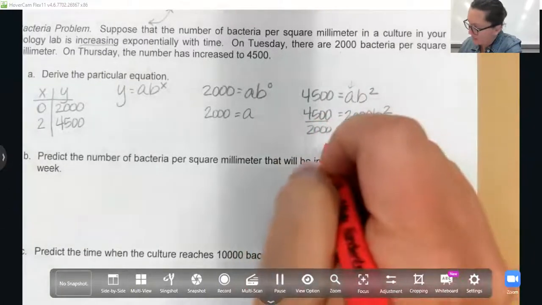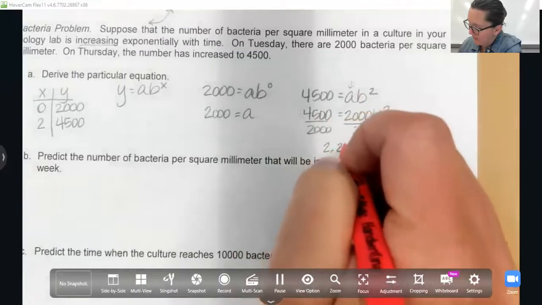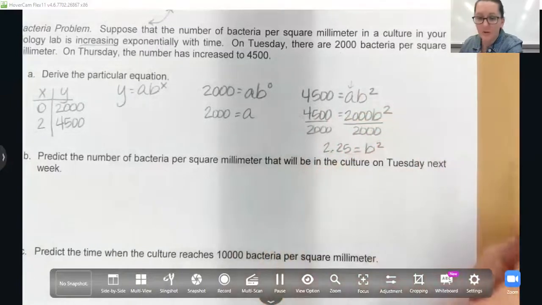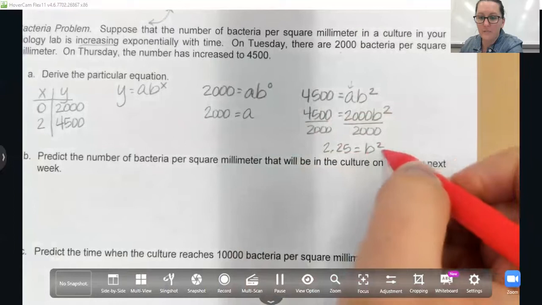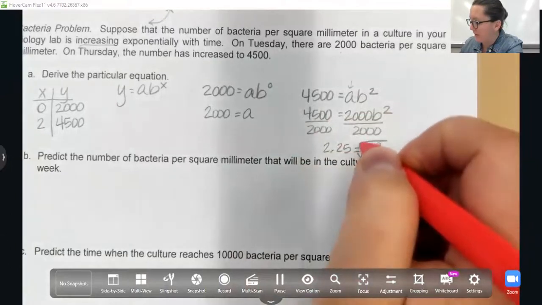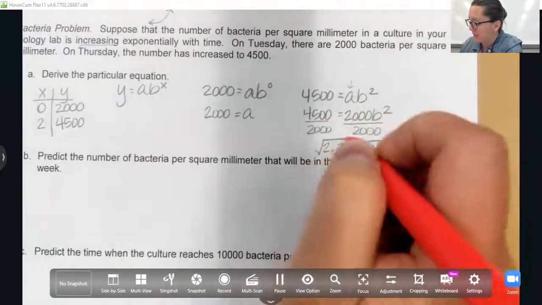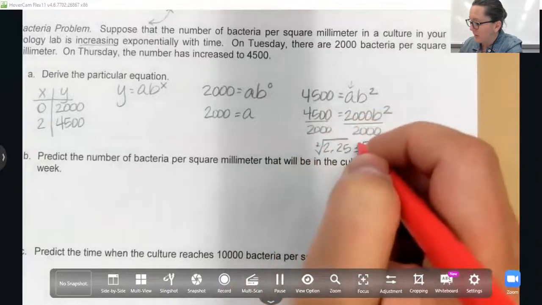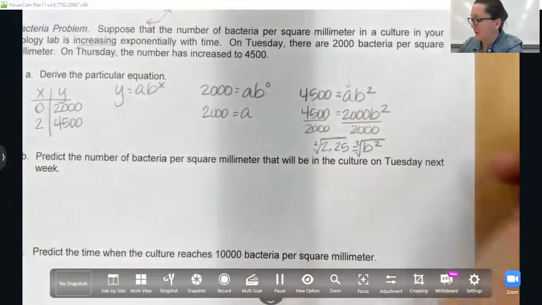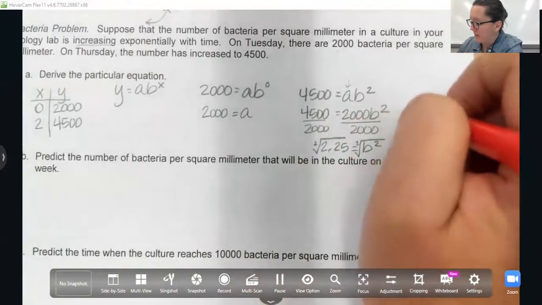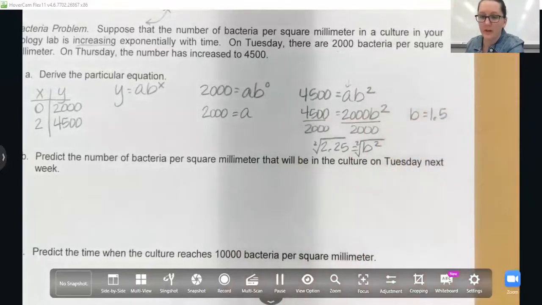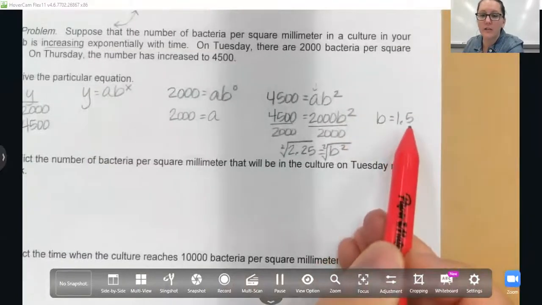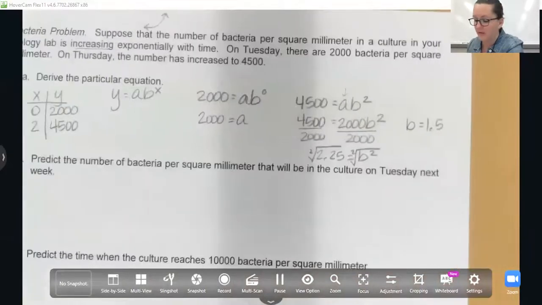And that is 2.25 equals b squared. So how do I solve for b? If b is being squared, the opposite of squaring is taking the square root. You can put a little 2 there, but we don't need it. And the square root of 2.25 is 1.5. All right, so that means that it's increasing by 50%, right? Because it's 1.5, it's 100 plus that 50%.